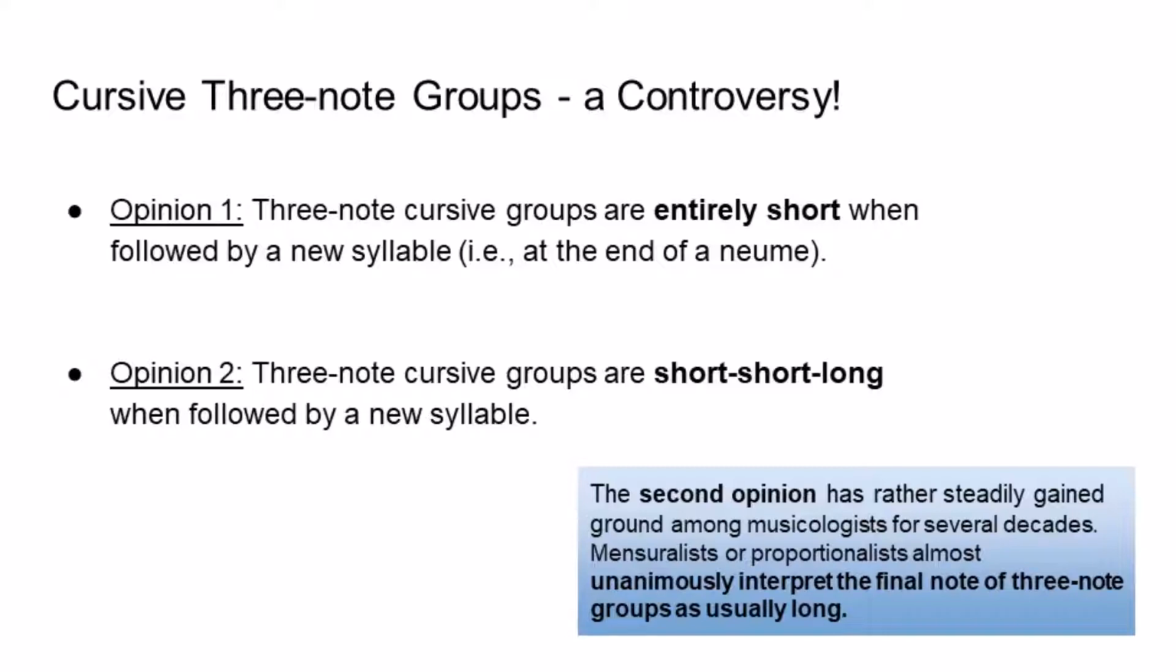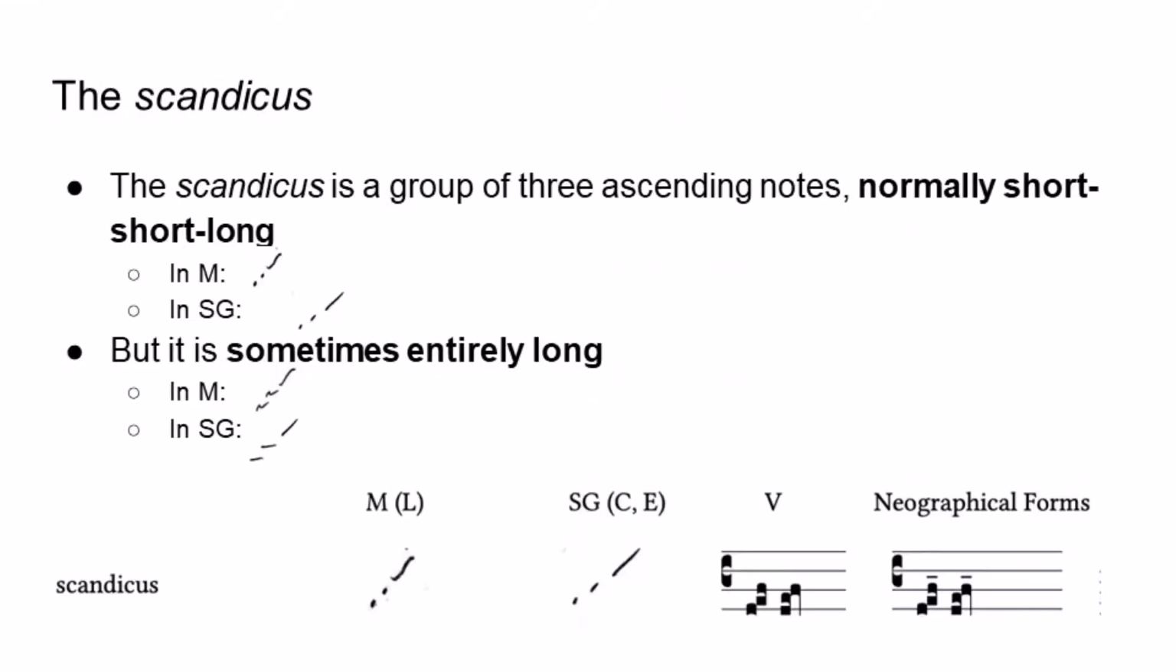Mensuralists or proportionalists almost unanimously interpret the final note of three-note groups as usually long. The scandicus is a group of three ascending notes, normally short-long, but sometimes entirely long. I encourage you to trace the shape of the neumes with your right hand. You may discover that although their written appearance is often very different, the Messine and St. Gall neumes fundamentally indicate the same gestures.